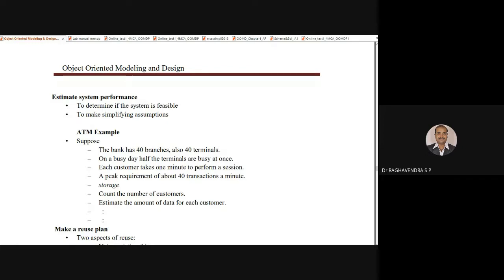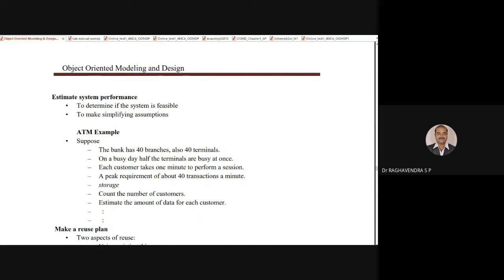Okay, and how to define it? To make simplifying assumptions at the starting phase of design, everything will be in the assumption stage only. You have to convert this assumption into reality. That means the developer. If he is a good designer, his assumption should come to reality. So everything starts from the assumption and practicality, or reality. It depends on the efficiency of the individual.